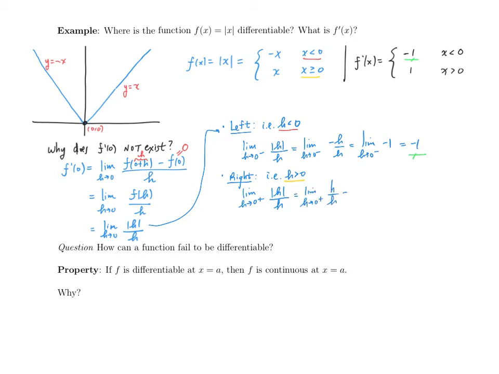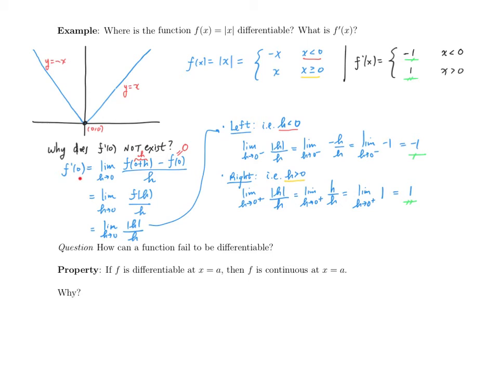H over h is simply 1, and the limit of a constant is always that constant. And once again, note that 1 that we get matches up with our intuition previously of what we would expect to happen to the right of 0. And now we have our reason as to why this derivative does not exist.